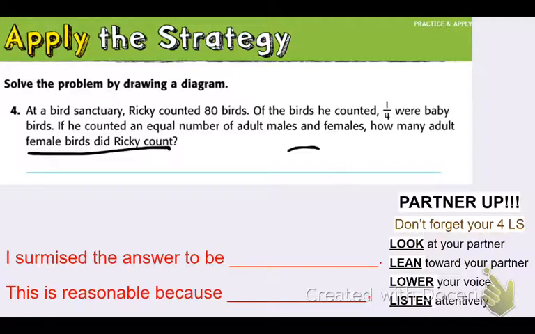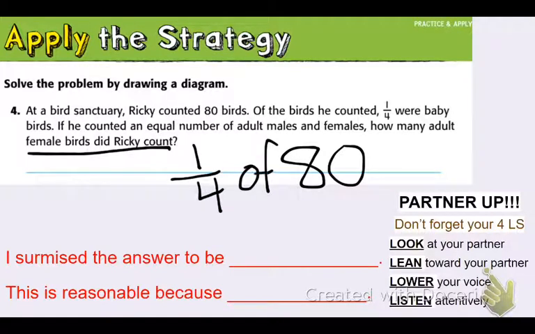I also know there was a total of 80, and they want to know how many out of the 80 were female. Well, 1/4 of 80 are babies. So my plan is to figure out how many of the 80 were little babies, and then I can take that away to figure out how many are left, how many are adults.